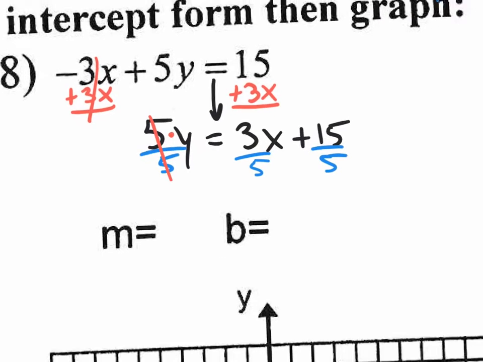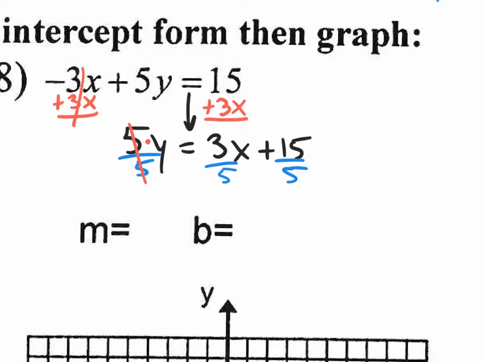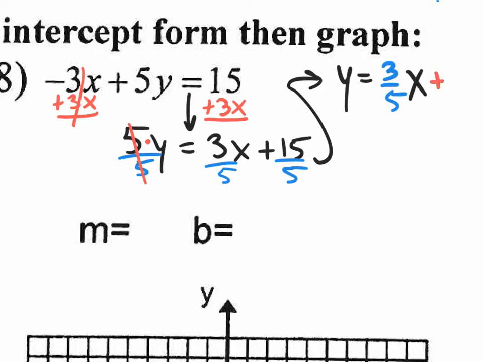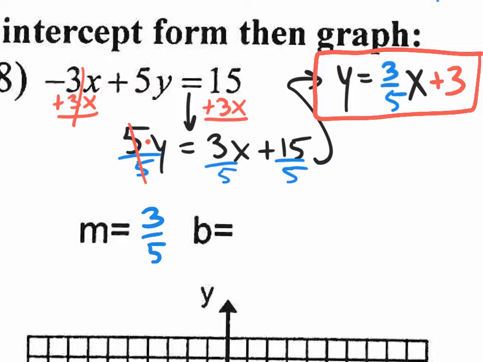I'm running out of space here, so let me rewrite my equation up here. So I will have y by itself equaling 3 over 5. That's going to be your slope, rise over run. And of course, there's an x right next to it. And then 15 divided by 5 is 3, plus 3. So now that it's in slope-intercept form, now I could see my slope, which is 3/5. My m value is 3/5. And my b value is 3.